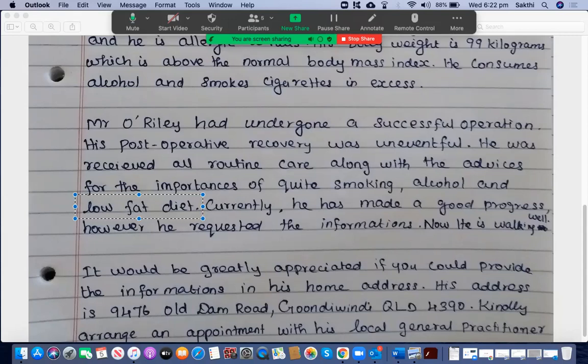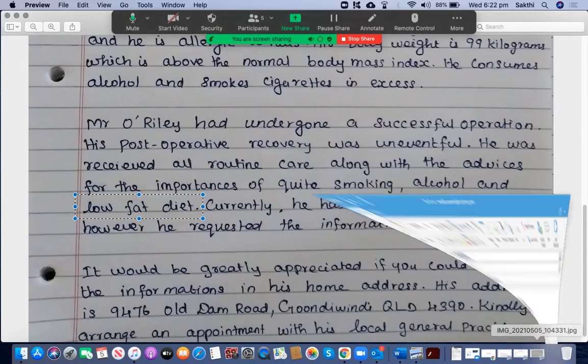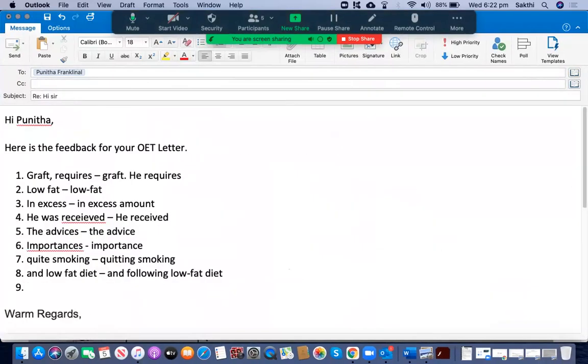Currently, he has made a good progress. A good progress is wrong because progress is an uncountable noun. A good progress is wrong.